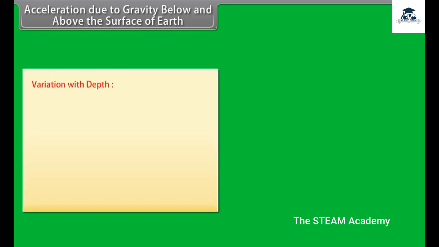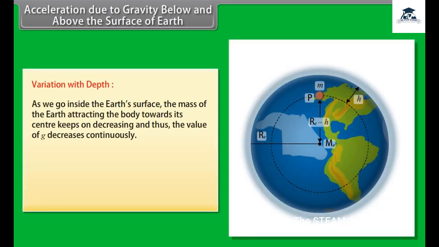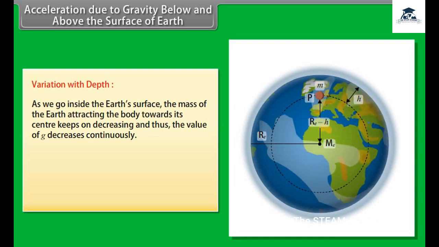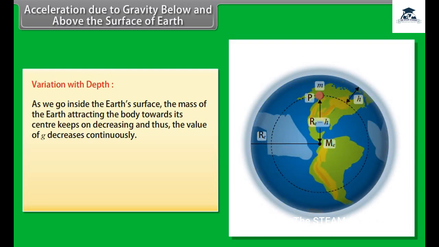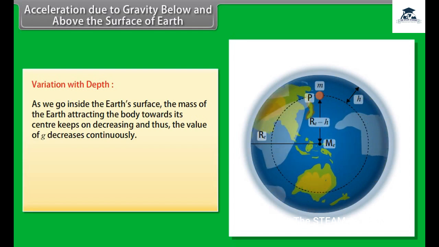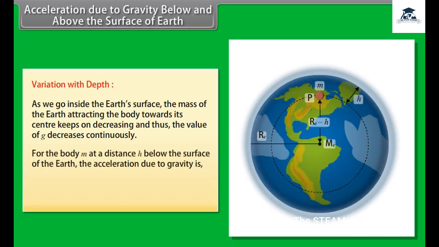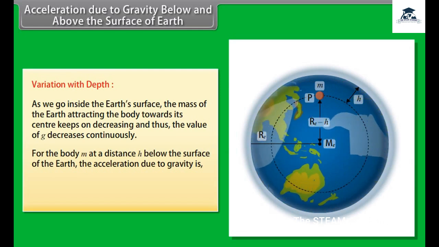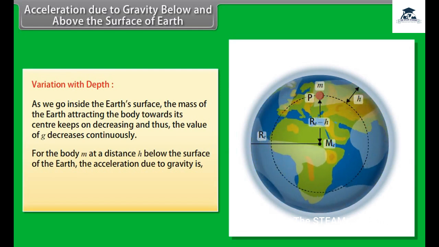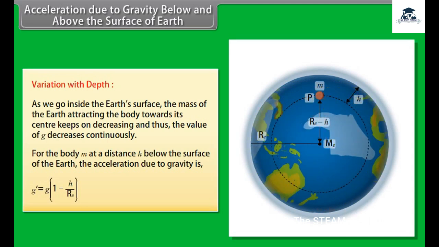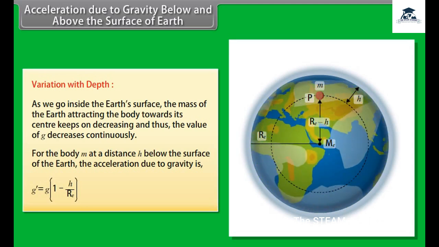Variation with depth: as we go inside the Earth's surface, the mass of the Earth attracting the body towards its center keeps on decreasing, and thus the value of g decreases continuously. For the body m at a distance h below the surface of the Earth, the acceleration due to gravity is g dash is equal to g multiply by 1 minus h upon Re.